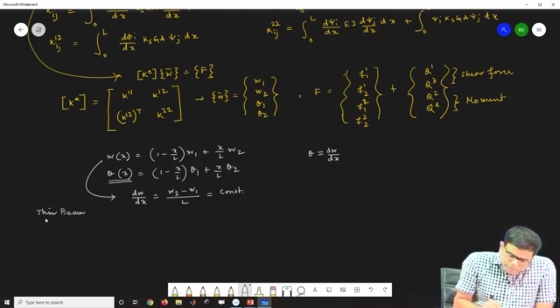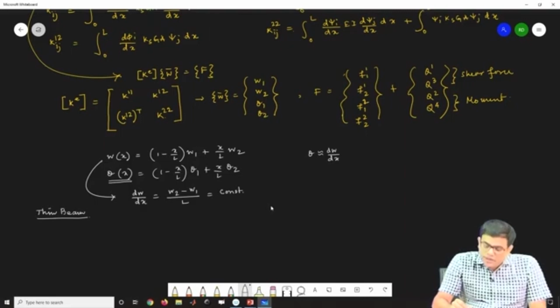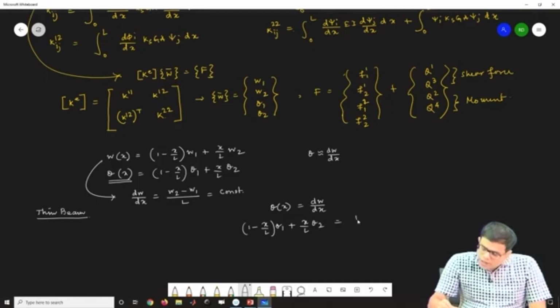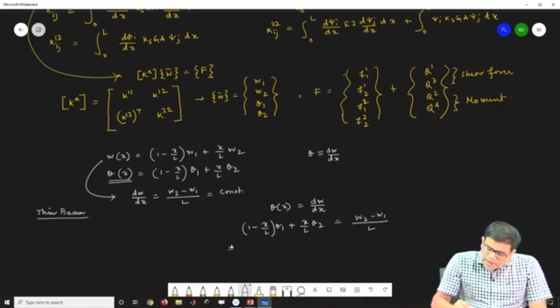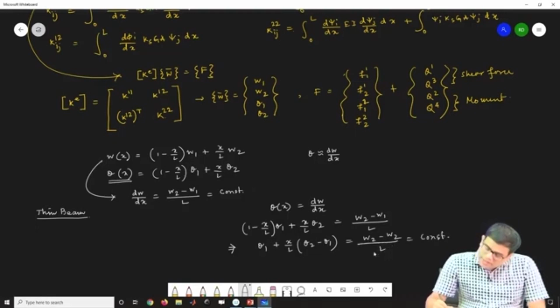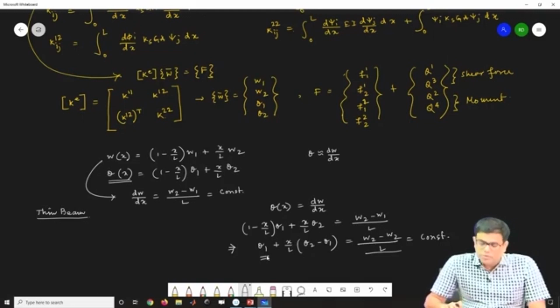So my theta x has to be consistent with dw dx in case of a thin beam. Now if I write my theta, that is 1 minus x by L theta 1 plus x by L theta 2, it should equal w2 minus w1 by L. This actually is x by L into theta 2 minus theta 1. Now the right hand side is a constant term, so naturally this term has to be equal to it, and this has to be 0.